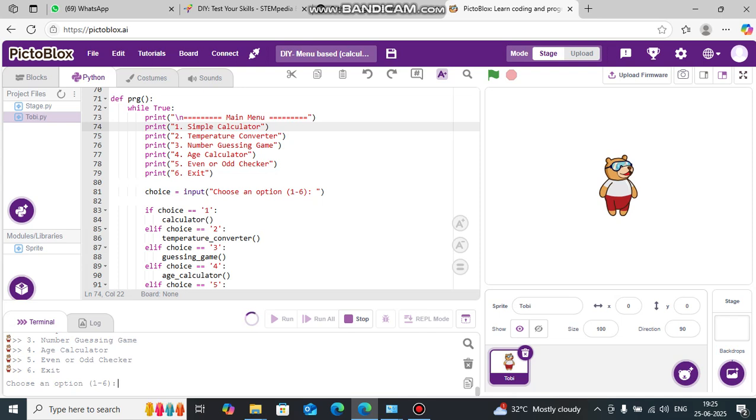of all the programs. Based on the input, the choice that the user selects from 1 to 6, accordingly, the function is executed. For example, if the choice is 1, the calculator function will be called.